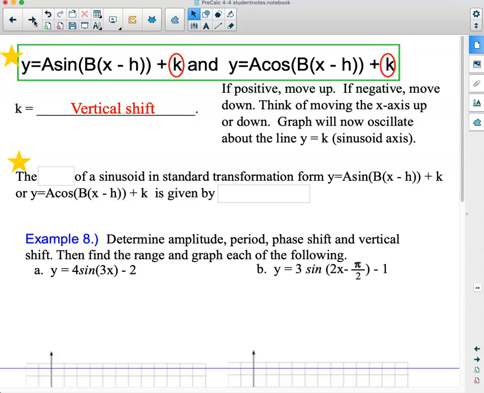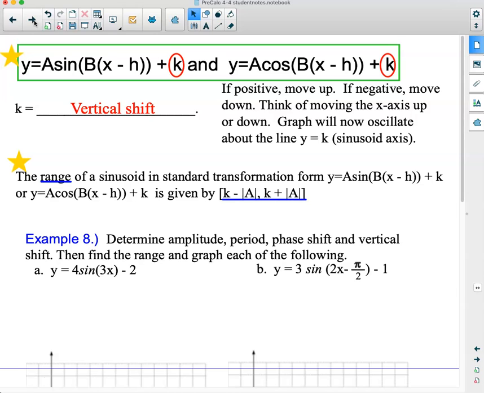The graph will now oscillate about the line y equals k. So we call that the sinusoid axis. But just think of it as we're going to move the x-axis up or down to make this work. So the range of a sinusoid in standard transformation form, which is what we're trying to get it to be, that's why we had to do our factoring before, is given by, yeah, that always makes people think, oh my gosh, this is complicated. But here's what they're doing.